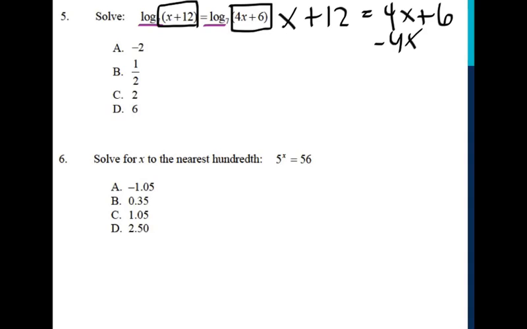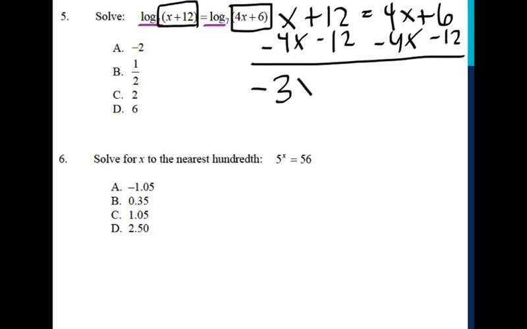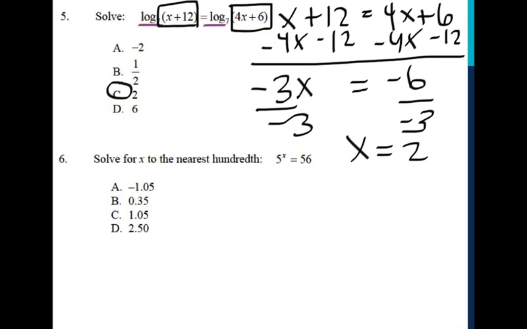Okay, so now I get x by itself, so it doesn't matter how you do it. I'm going to subtract 4x from both sides and 12. So I get negative 3x equals 6 minus 12, which is negative 6. Divide both sides by negative 3. So x equals positive 2. Just like that.